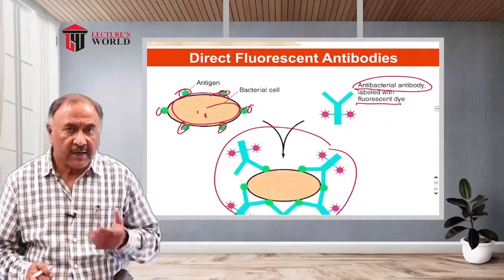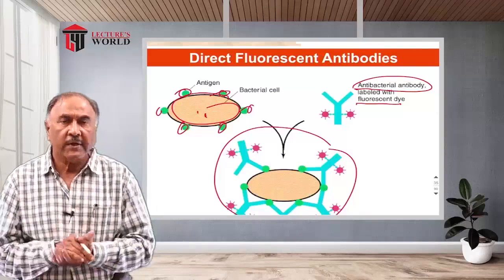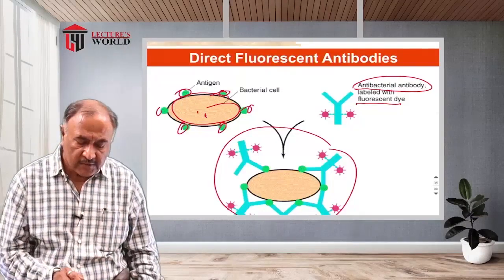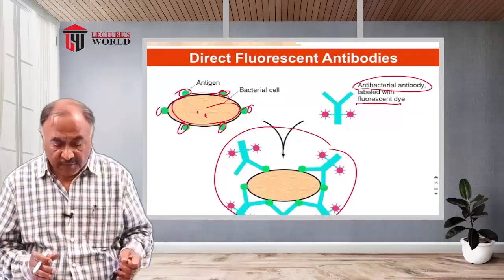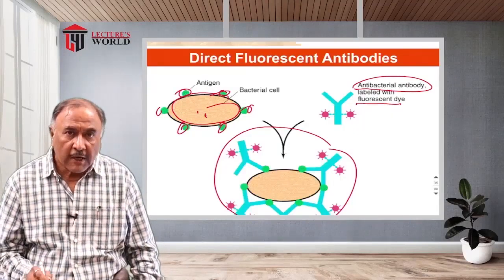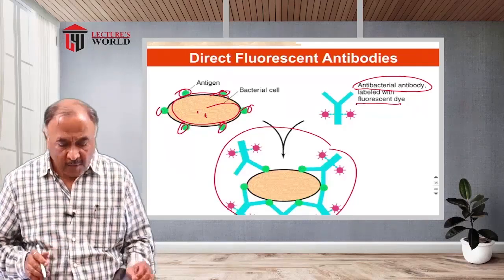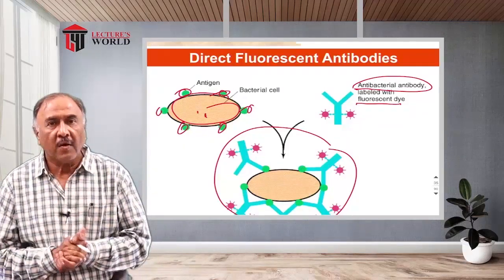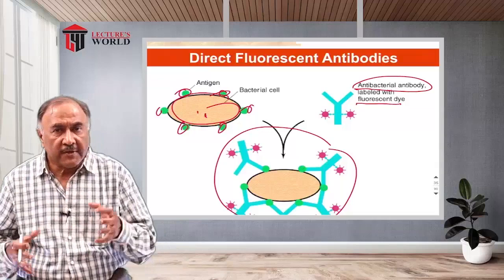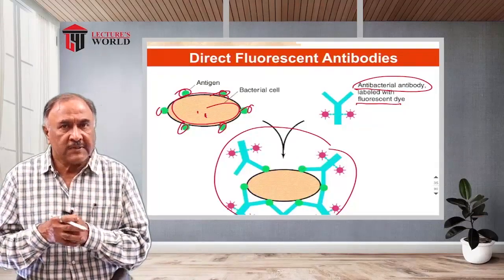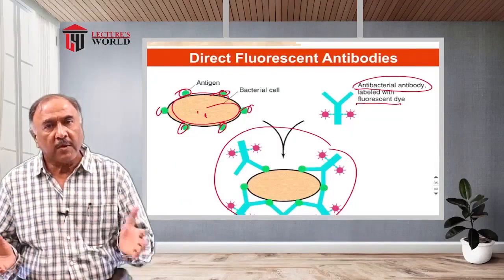These fluorescent antibody techniques, fluorescent microscopy techniques, use direct or indirect methods. In direct methods, the antigens, that is the organisms, are first bound to the antibody, and these antibodies have a fluorescent tag. If there is complementarity, or I would say specificity, between the antigen and antibody, then the binding would take place. And once it is bound, you cannot wash it away. If they are not bound, they will be washed away.